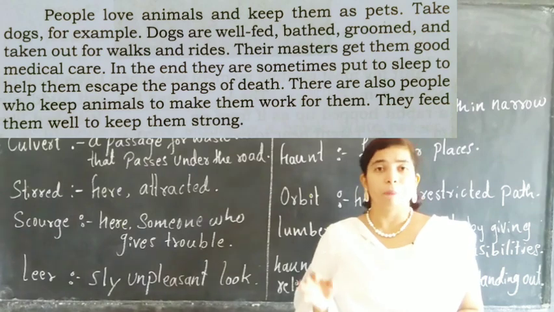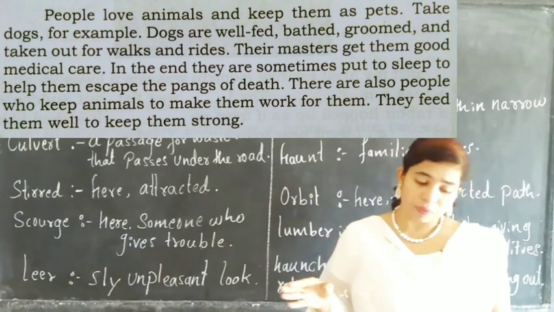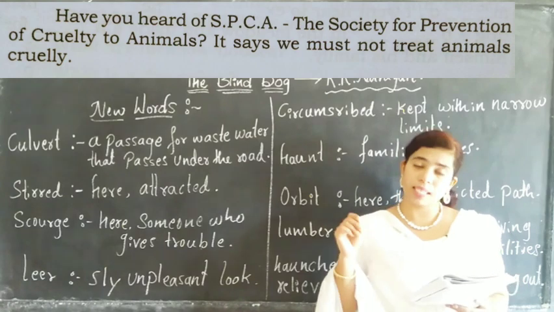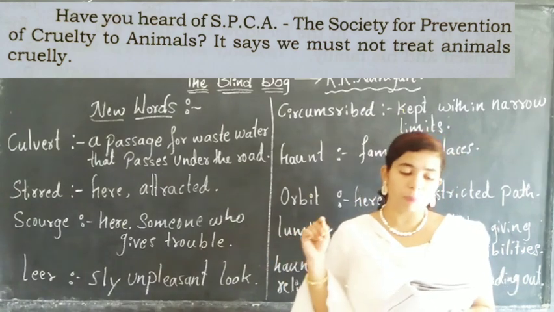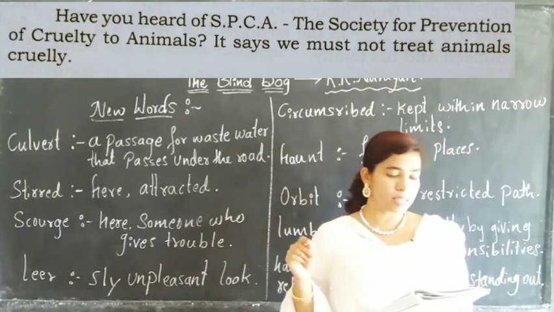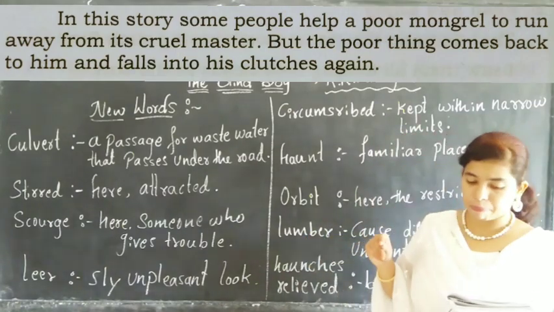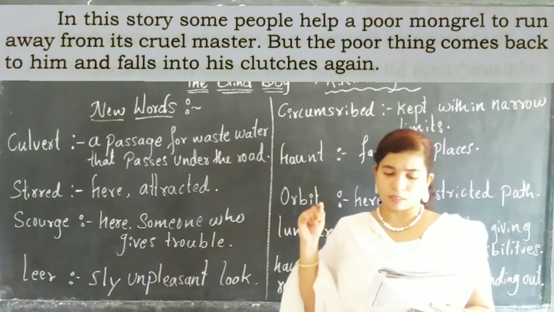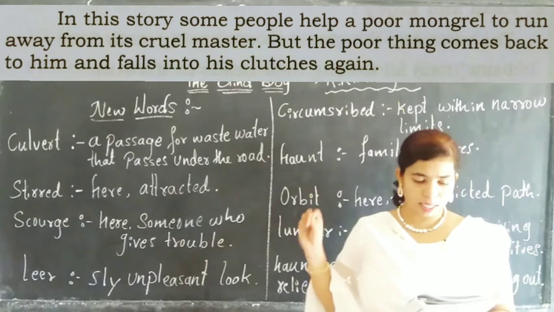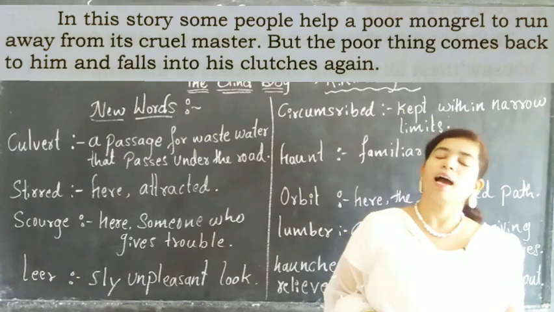There are also people who keep animals to make them work for them. They feed them well and keep them strong. Have you ever heard about SPCA? The Society for the Prevention of Cruelty to Animals. It says we must not treat animals cruelly. In this story, some people help a poor mongrel to run away from the cruel master. But the poor thing comes back to him and falls into the clutches again.